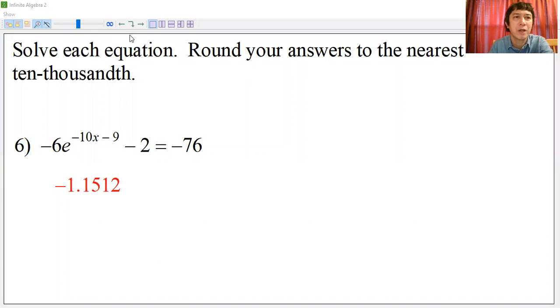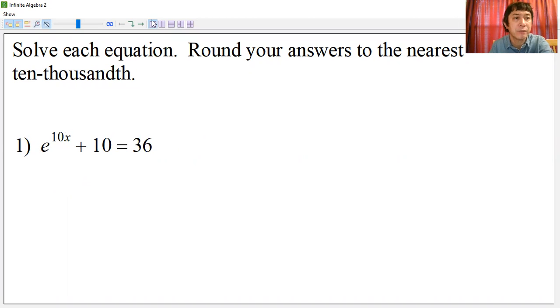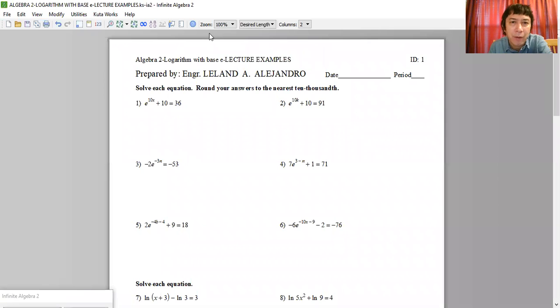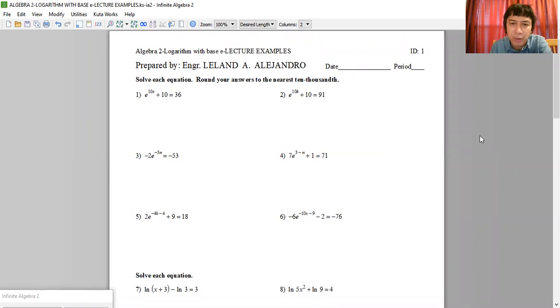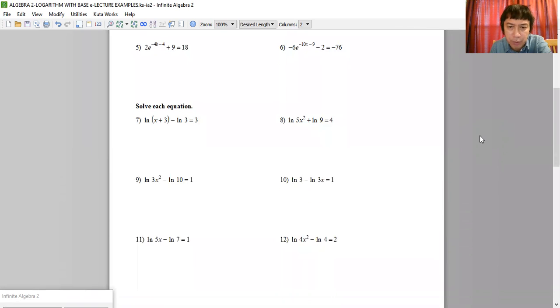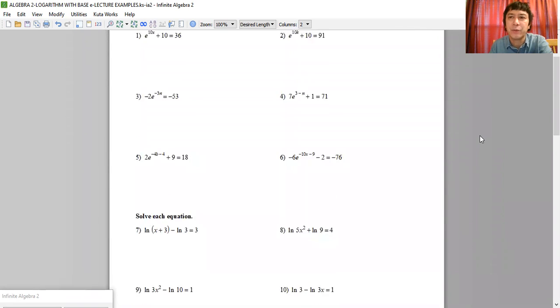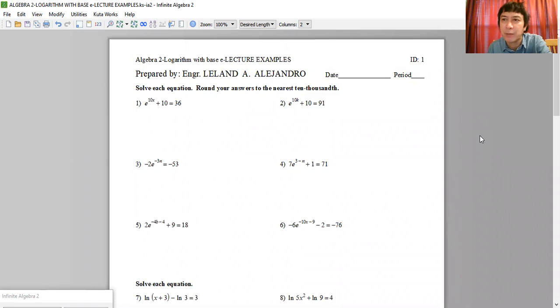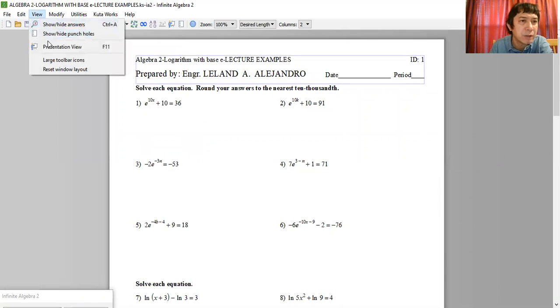Okay, so let me locate that. It's over here. Okay, it's in number 6. We're supposed to start this out in the first number, and let's see the total of this. All right, logarithm with base e, and how many numbers? It's about 12 numbers, so we'll be solving 12 items here. All right, let's view it in the presentation view.